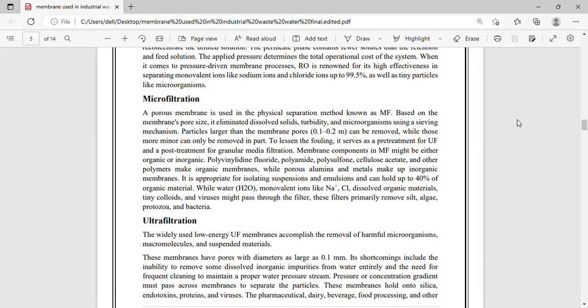Microfiltration. A porous membrane is used in the physical separation method known as MF. Based on the membrane's pore size, it eliminates dissolved solids, turbidity, and microorganisms using a sieving mechanism. Particles larger than the membrane pores, 0.1 to 0.2 micrometer, can be removed, while those smaller can only be removed in part. To lessen the fouling, it serves as a pre-treatment for UF and post-treatment for granular media filtration.